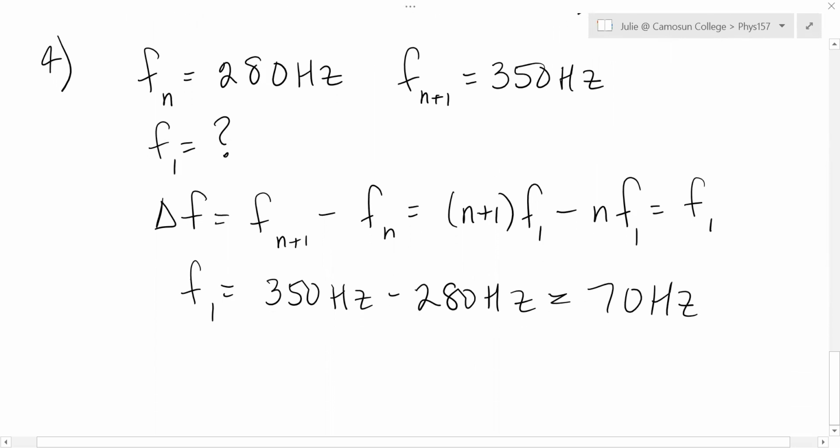Okay, so beware when you're given two frequencies, they're not necessarily number one and number two. They could be any two. But if you take the difference, you're going to get the fundamental. Okay, number 5 is the ratio question I was talking about.